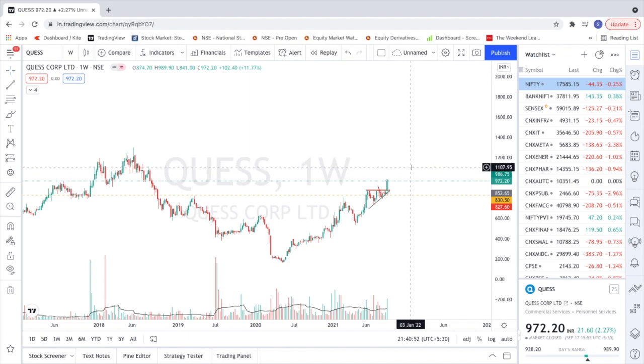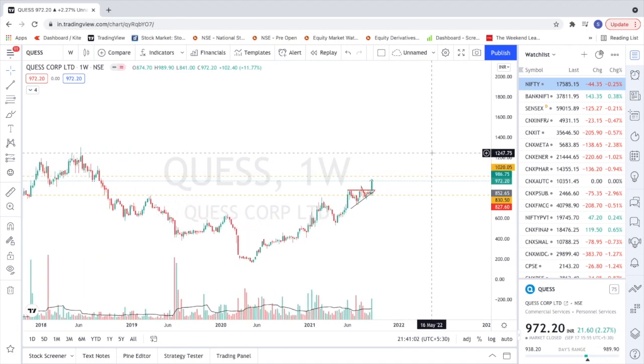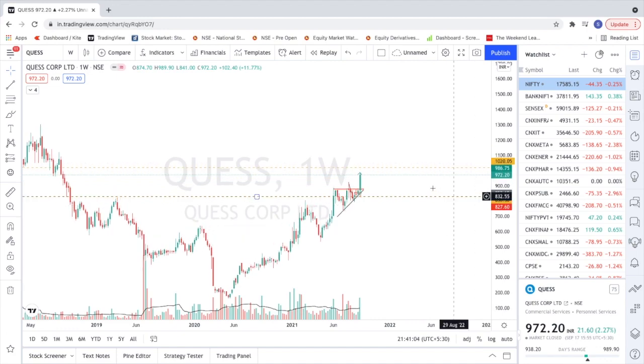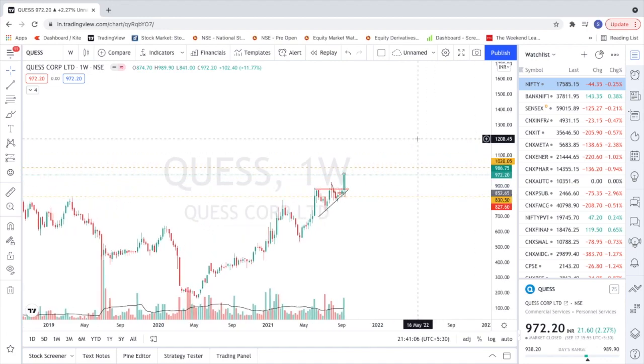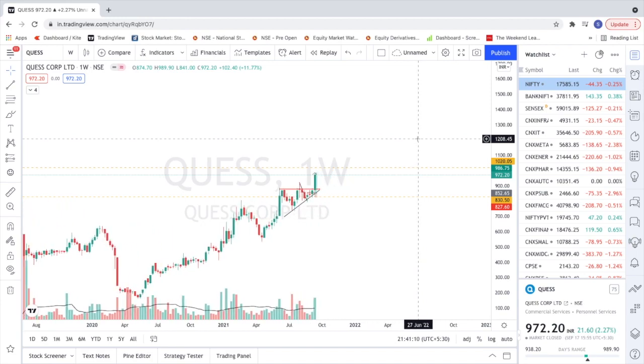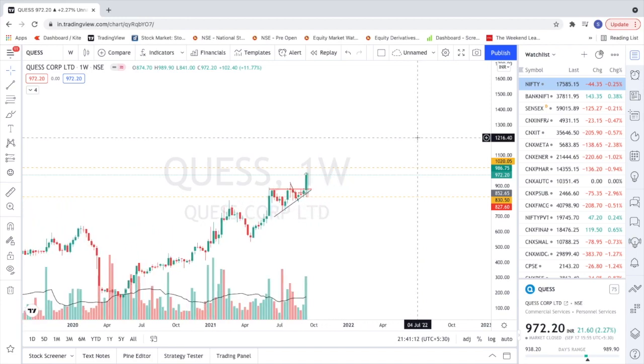This is on the weekly chart. If you switch to lower time frames, you'll see different things. Nevertheless, my target is 1020, and I believe it will be achieved within the next 5 sessions, depending on how the market moves.